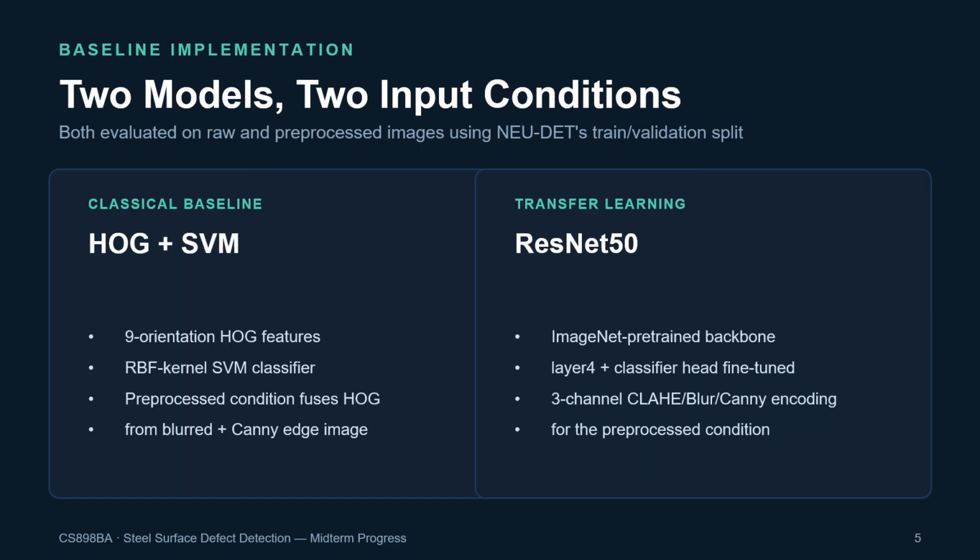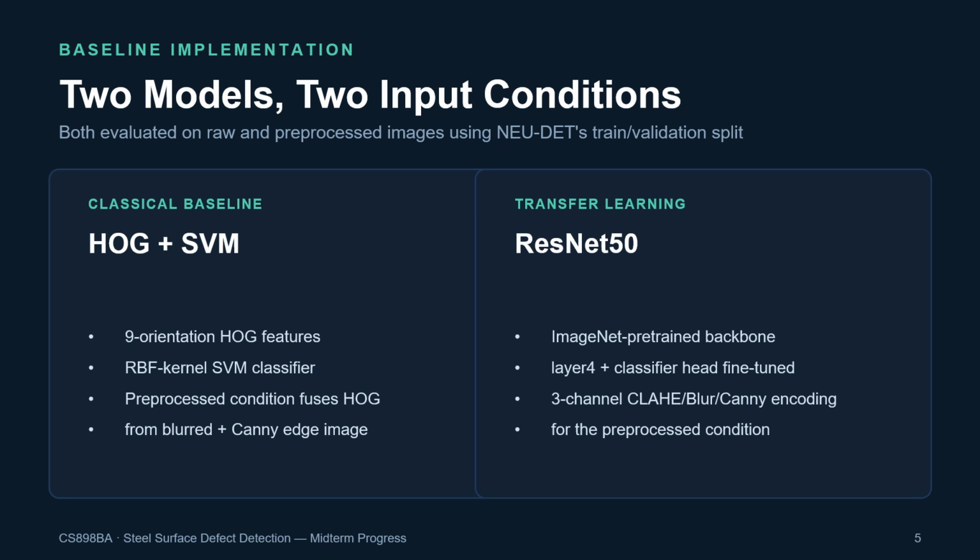So after completing the pre-processing pipeline, the next step was to build the classification model. In this project, I implemented two different classification approaches so that I could compare a traditional machine learning model with a deep learning model. The first model is the traditional HOG plus SVM classifier. For this model, I extracted HOG features from the pre-processed grayscale images as well as the Canny edge images. I then combined these features and used them to train the SVM classifier.